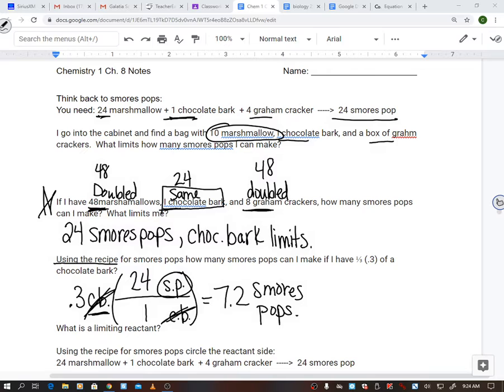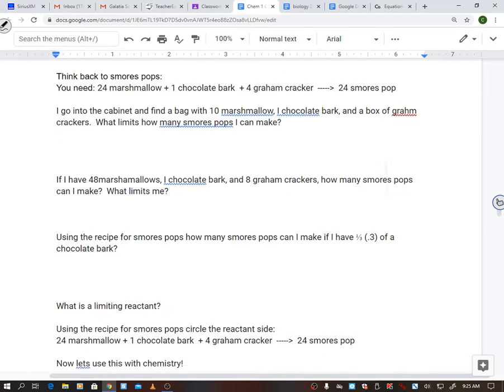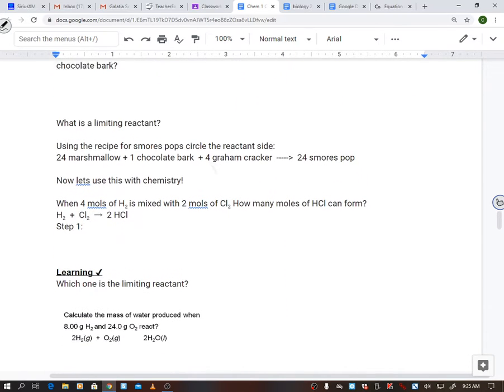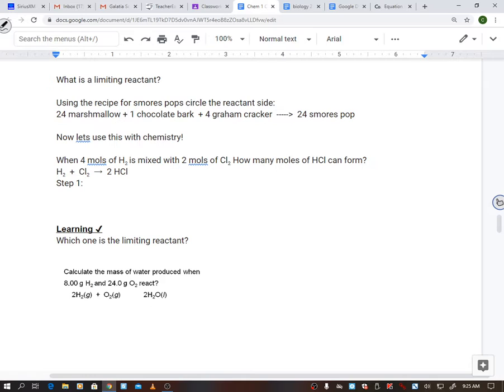So we can do this with recipes for food. But then we're also going to do this for chemistry because as much as chemistry teachers probably hate to say it, it is a lot like cooking where you say, oh, I only have so much of this, let's do a half batch of cookies because I don't have enough. It is similar to that in that way. All right, what is a limiting reactant? A limiting reactant is something that stops a reaction.